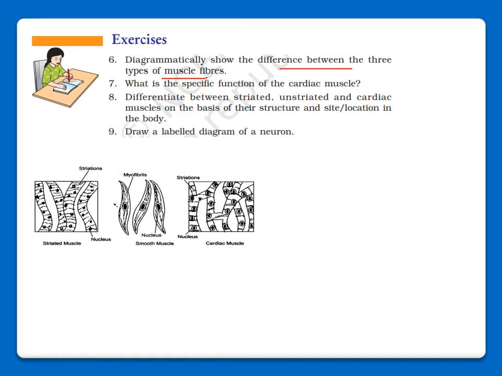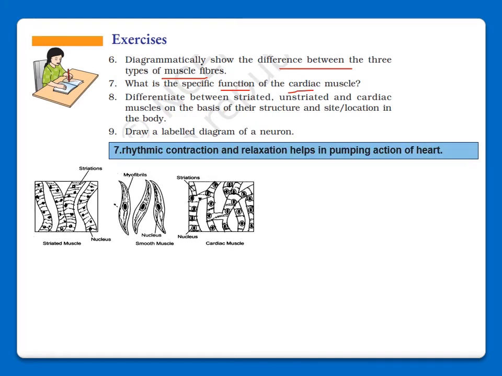The next question is: what is the specific function of the cardiac muscle? The specific function of cardiac muscle is rhythmic contraction and relaxation that helps in the pumping action of the heart.